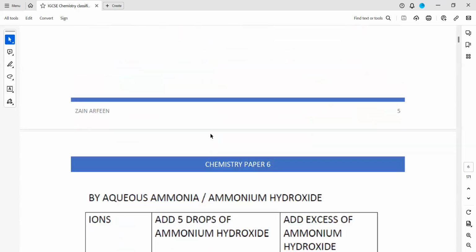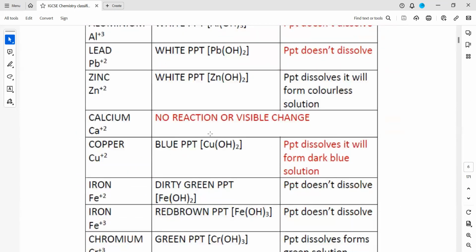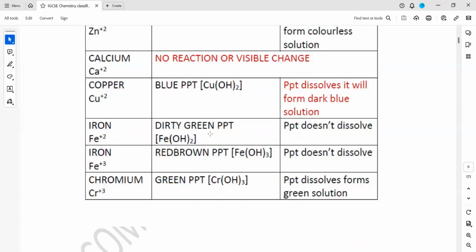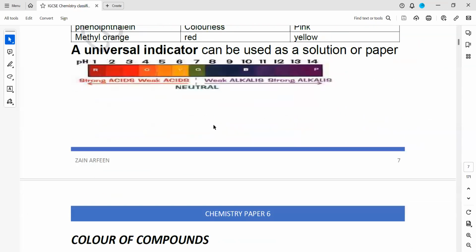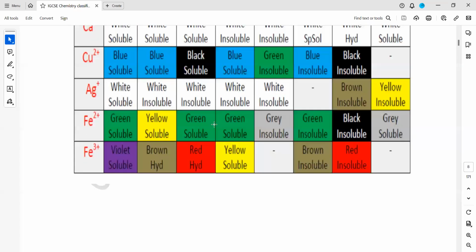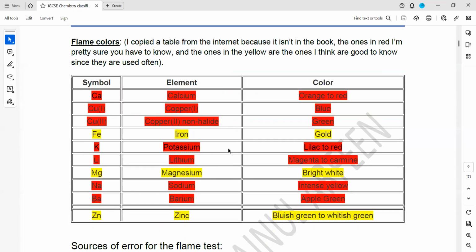Then test for the different ions. You don't have to memorize this now. In exam, it will be given to you. You just have to use it to identify a substance. And different compounds with different colors also, and the flame color.